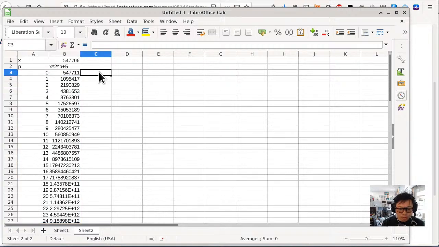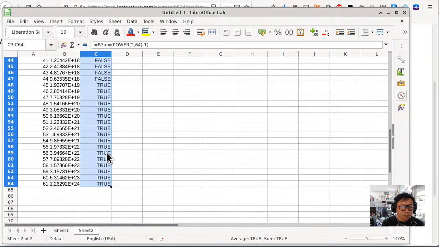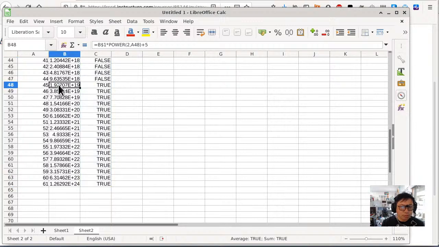Okay, so what we can do is now we can refer to the value in column B, and then we just say, is it greater than or equal to 2 to the power of 64 minus 1. So you can just type an inequality in a spreadsheet, and it will just return whether it's true or false. So we want to keep going until it is true. So yeah, we got quite a few extra items here, because it turns true when we get to this particular point, and we want to use the value right before.